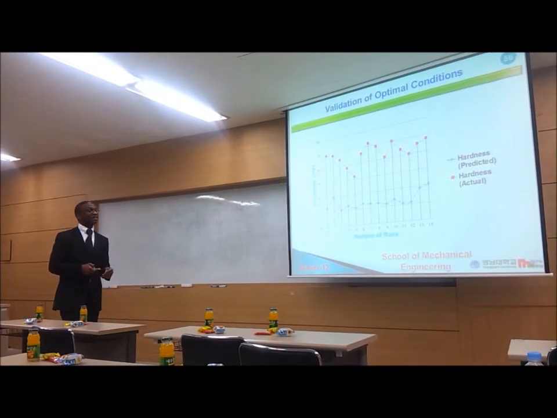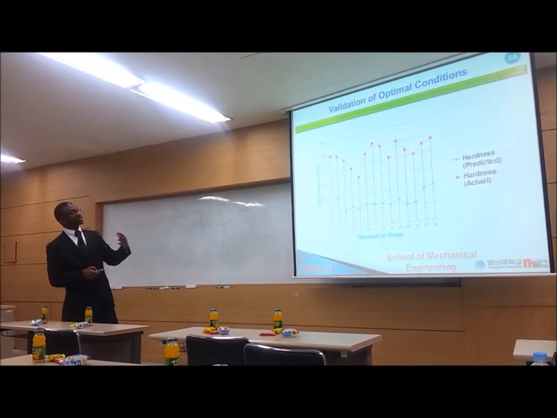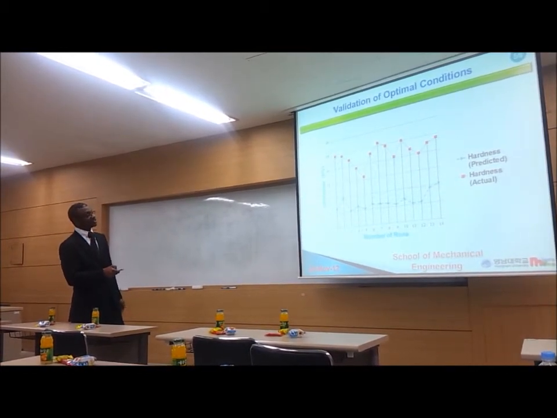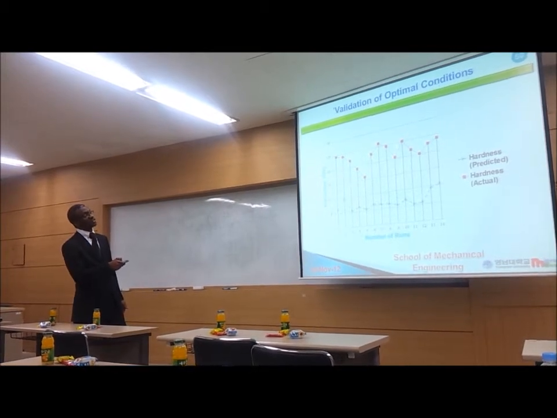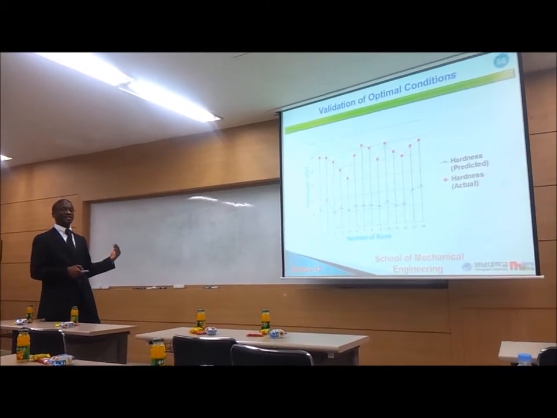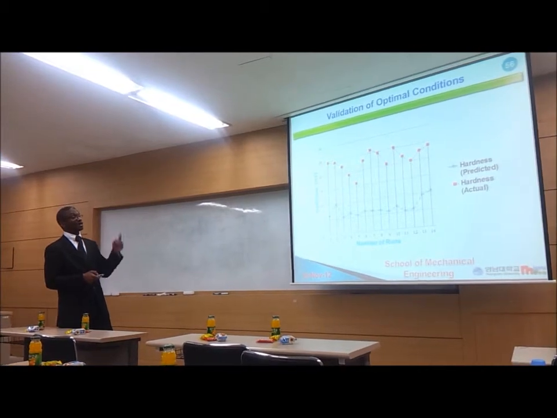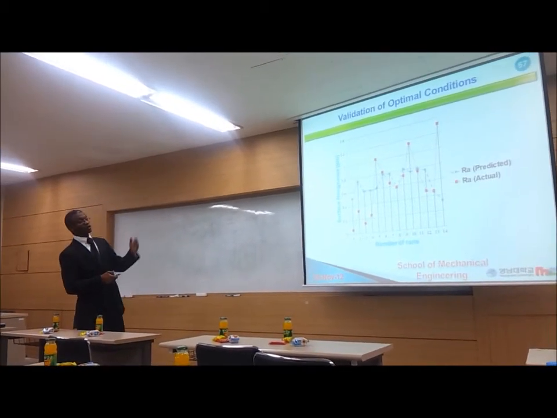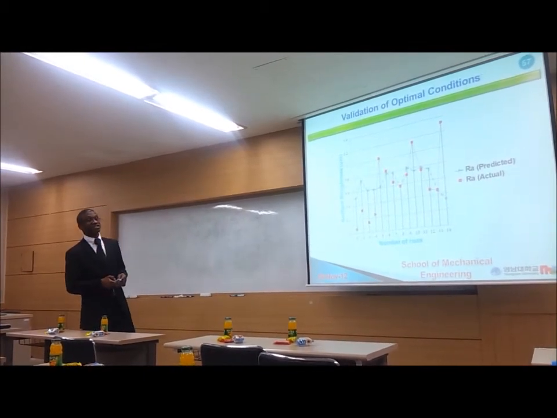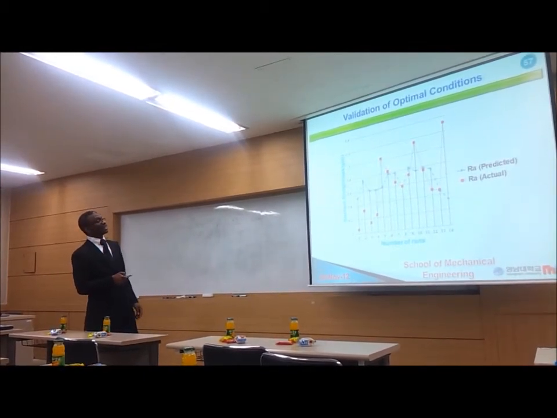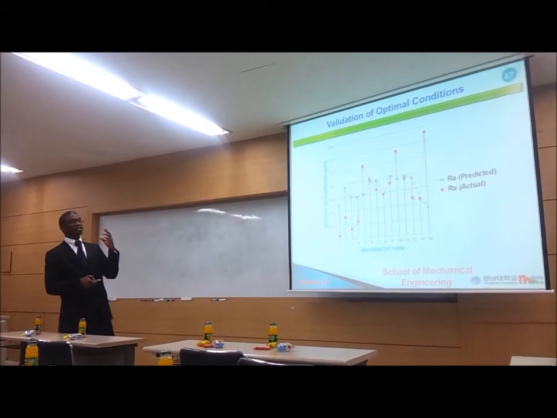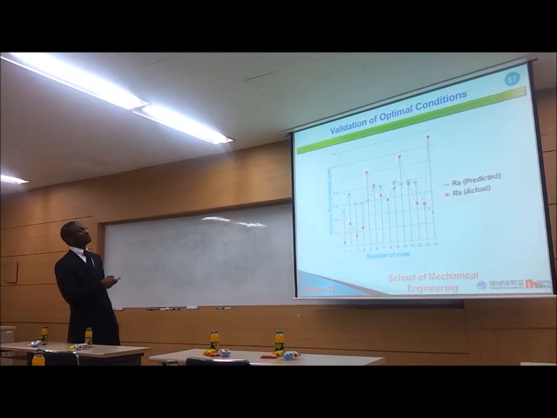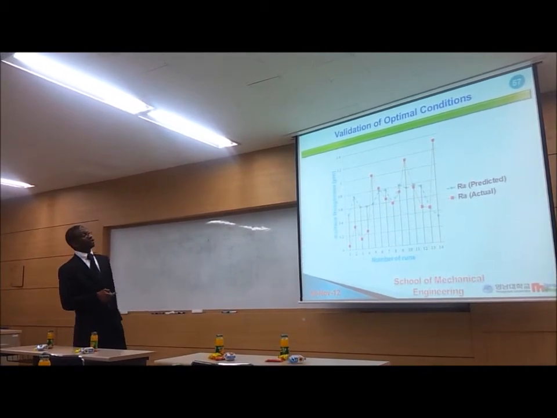Then I considered what I was predicting and what I received. I was predicting from this graph, and I received from this. It means the hardness I got was bigger than what I predicted. Then I went again to the prediction for surface roughness. I realized the surface roughness I predicted was near to what I saw, and the minimum was 1.4.